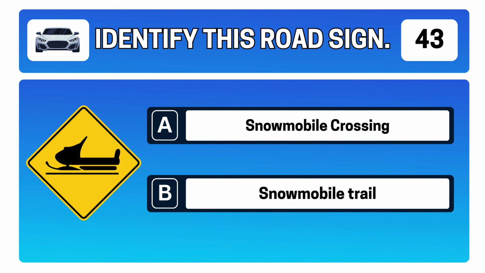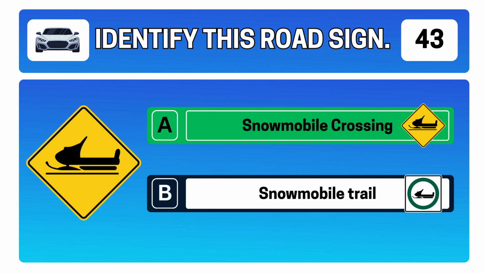What is this road sign? A. Snowmobile crossing. B. Snowmobile trail. Excellent. It is the snowmobile crossing sign.